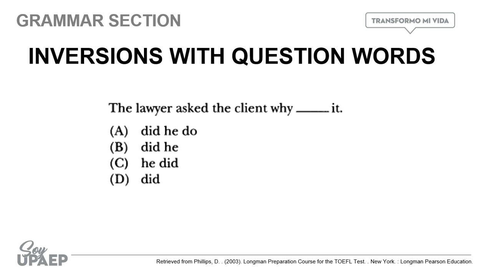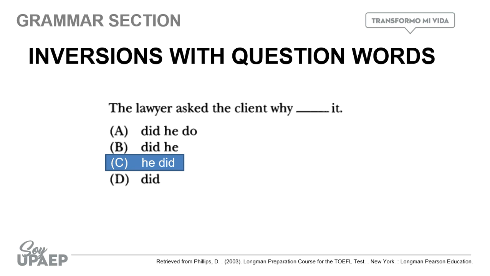So according to this, the question is, do you have a clause before the question word? Yes, right? The clause is the lawyer asked the client. So in this case, we don't need an inversion. So the answer is C, he did. The lawyer asked the client why he did it. So everything went back to the normal order. Subject, he, and verb, did.